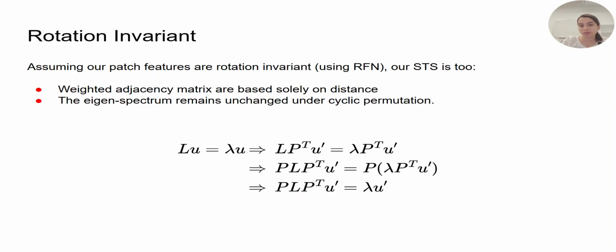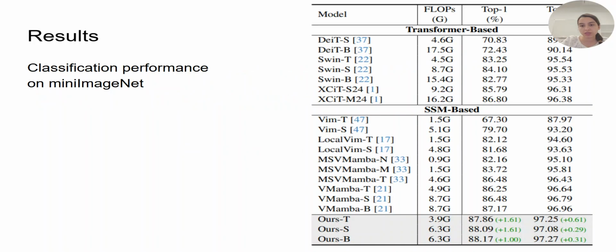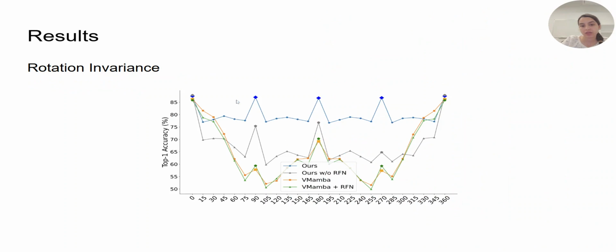This method is rotation invariant because using RFN we produce patch features that are rotation invariant. Therefore, our spectral traversal scan is also rotation invariant because of two reasons. First, the weighted adjacency matrix depends only on the distance, and the eigenspectrum remains unchanged under cyclic permutation.